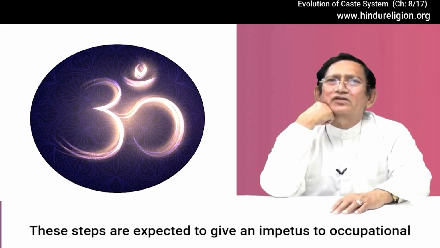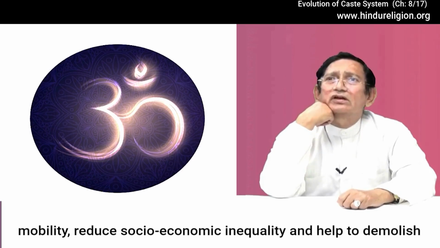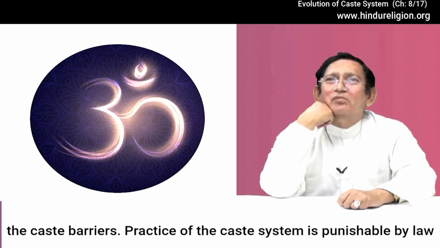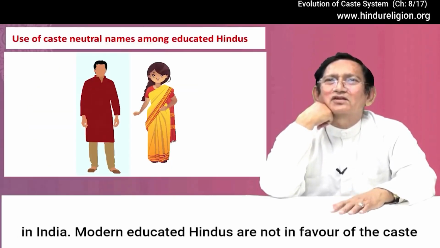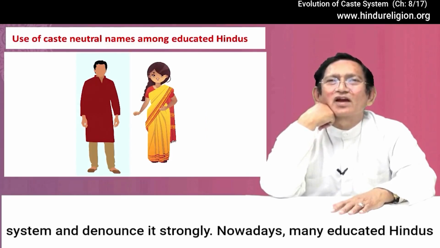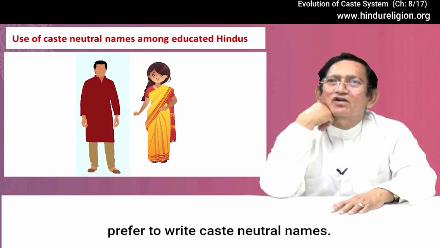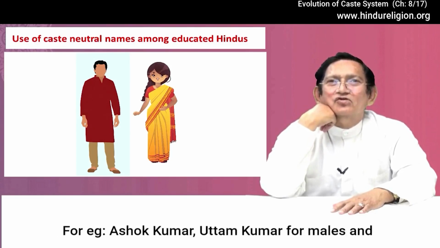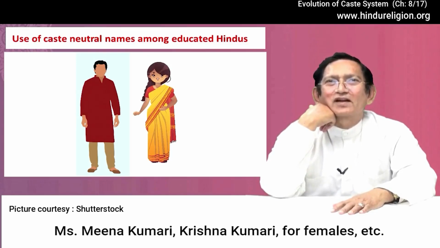These steps are expected to give an impetus to occupational mobility, reduce socio-economic inequality, and help to demolish the caste barrier. Practice of the caste system is punishable by law in India. Modern educated Hindus are not in favor of the caste system and denounce it strongly. Nowadays, many educated Hindus prefer to write caste neutral names, for example, Ashok Kumar, etc. for males and Miss Meena Kumari for females, etc. Caste system in Hindu religion.